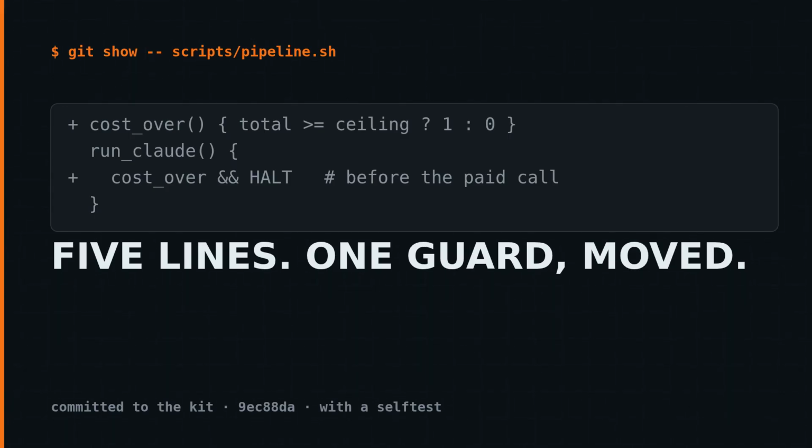That is the whole change. 5 lines in the pipeline script. Not a rewrite, not a new subsystem. One guard moved to the one place it was missing. And honestly, that is what most of these fixes look like. The logic was never the hard part. Knowing which door was unguarded was. It is committed to the kit's repository with a test, so this is not a whiteboard fix. It is in the tree.